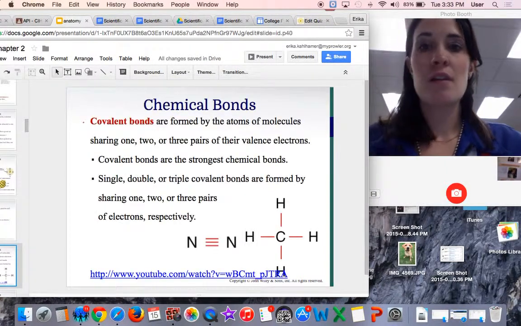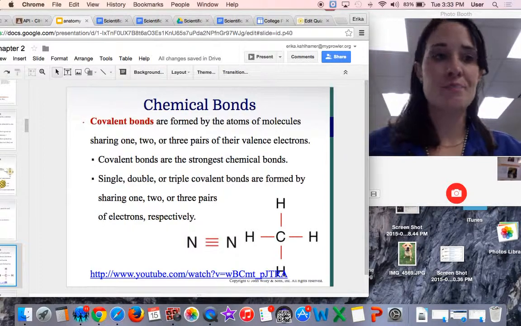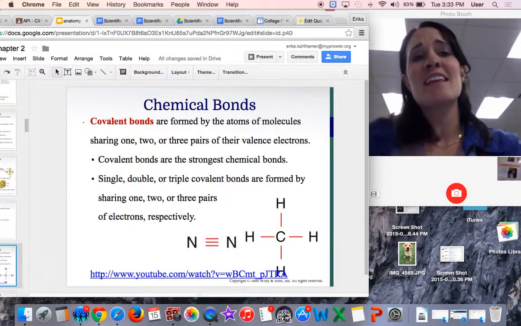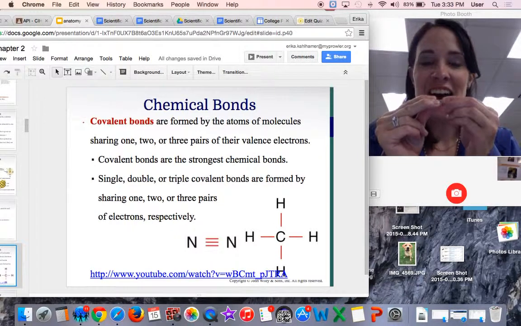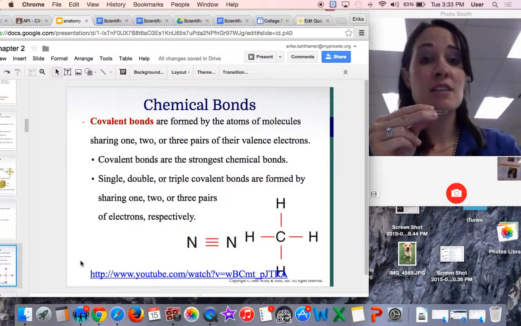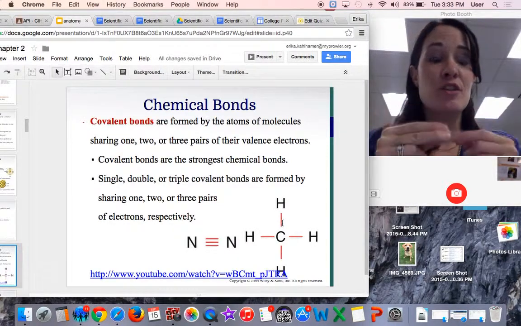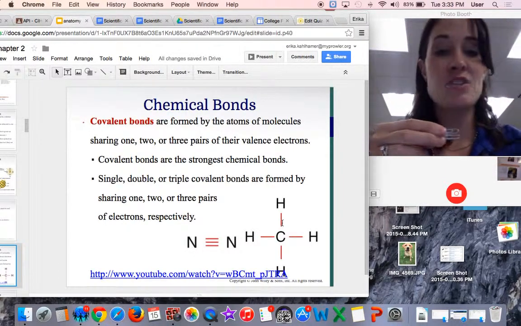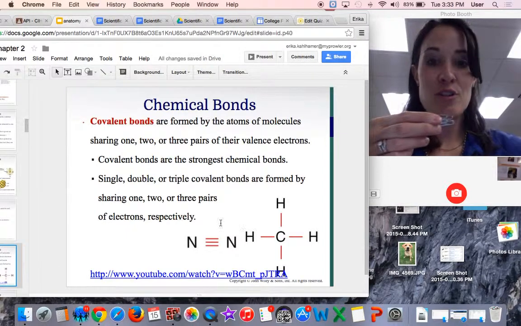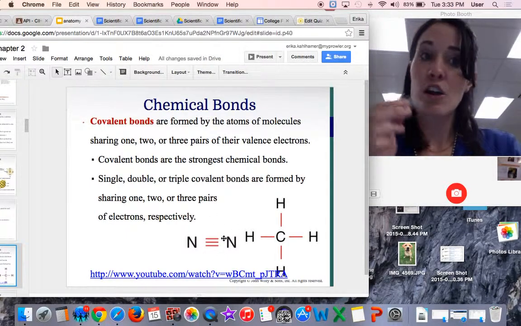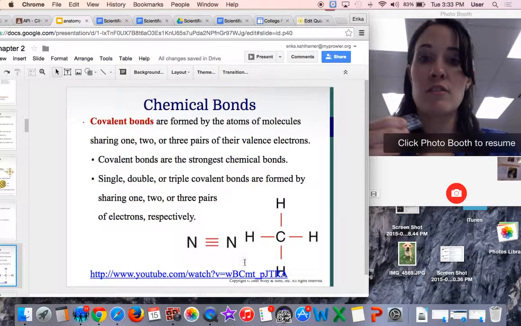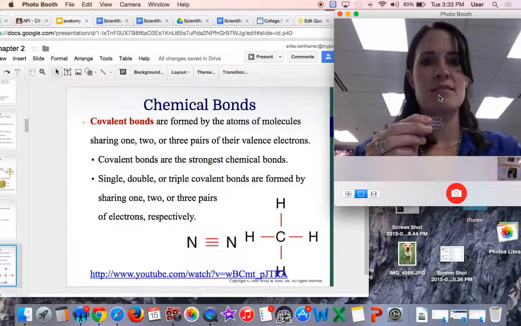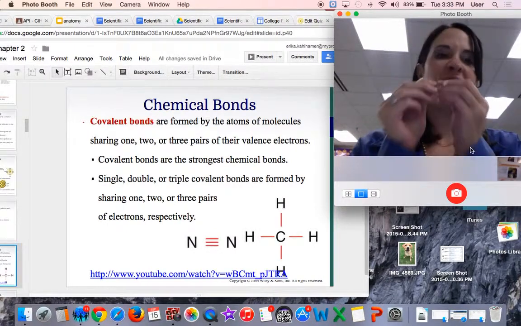Covalent bonds are another type of bond. They don't kick out an electron or accept an electron. Instead, they share the electron. They can share 1 electron, as you can see represented by this line. They can share 2 electrons, which would be a double line, or they can share 3 electrons, which you can see here. These 2 nitrogen atoms are sharing 3 electrons. Covalent bonds are the strongest chemical bonds. Sharing is strong.